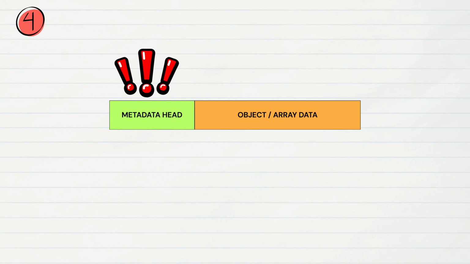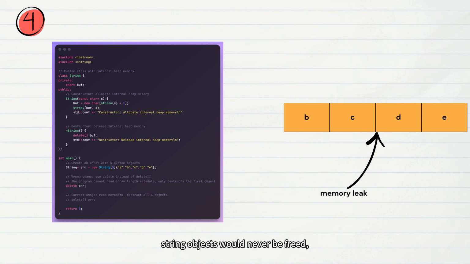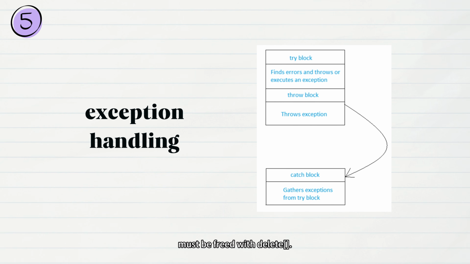own memory space. The importance of metadata is especially evident for arrays of user-defined types. If metadata were missing, delete would not know the array length, would call the destructor only once, and the internal heap memory of the remaining 4 string objects would never be freed, causing a severe memory leak. This is the fundamental reason why arrays must be freed with delete array function.